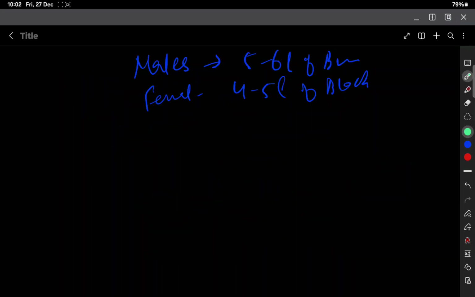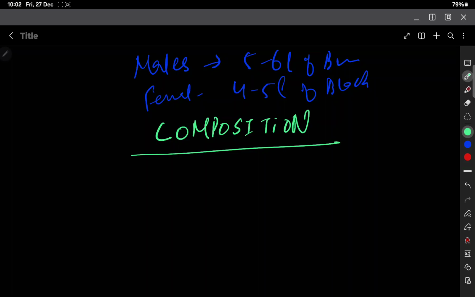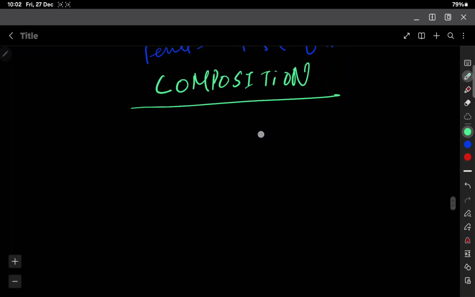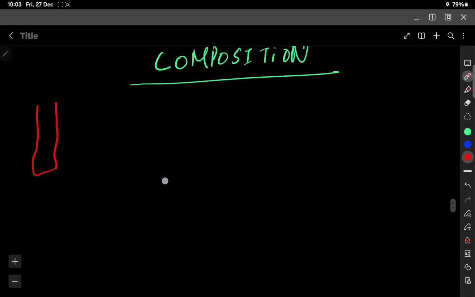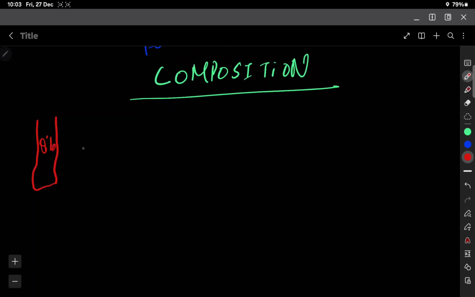Now we will move to the second part, the composition of blood. That's very important. What is the composition of blood? What are the contents of the blood? For example, I will take the blood in a test tube. This blood contains almost 8% of the total body weight, and it contains two important constituents, two important components.